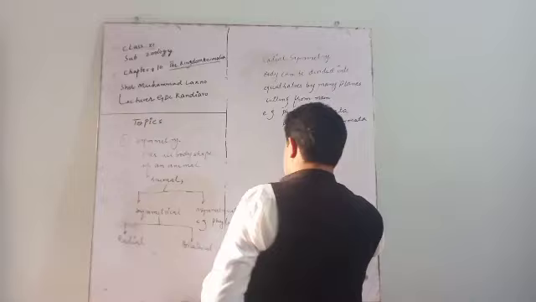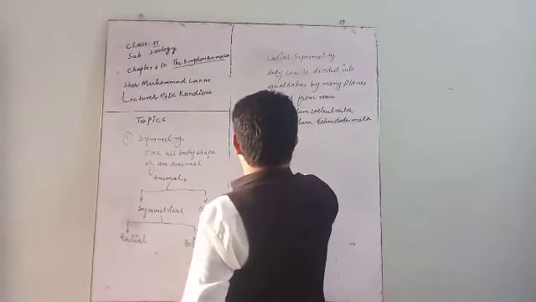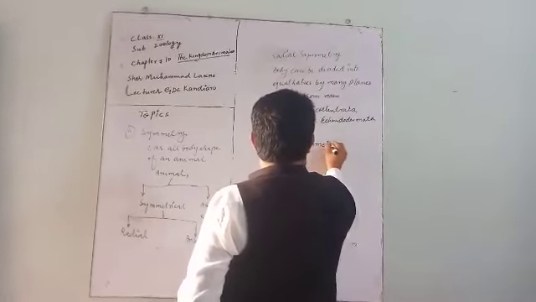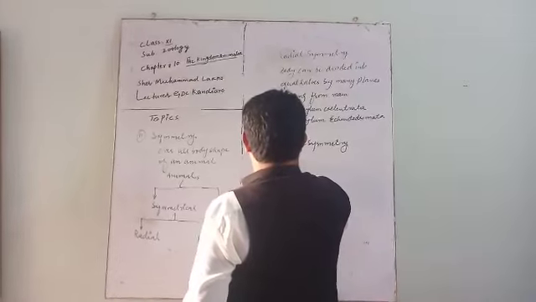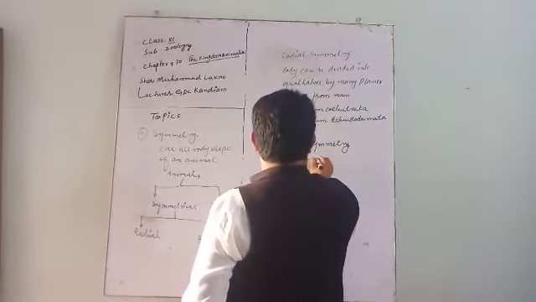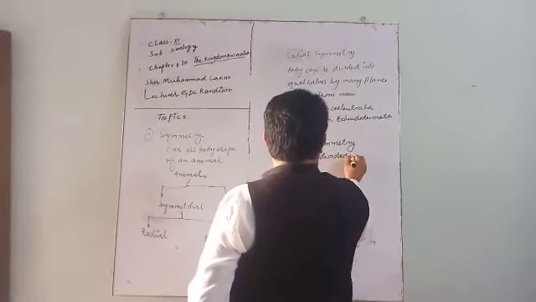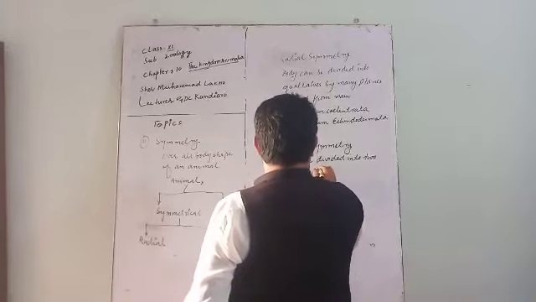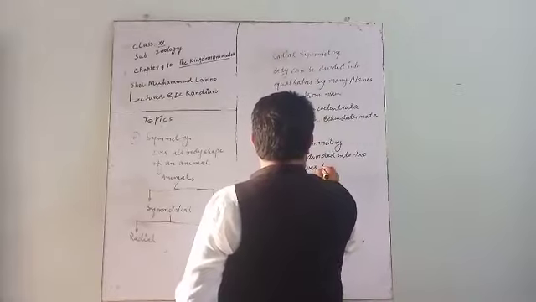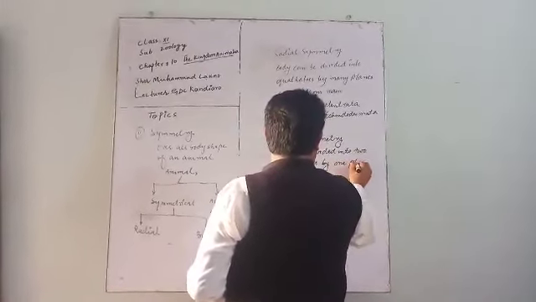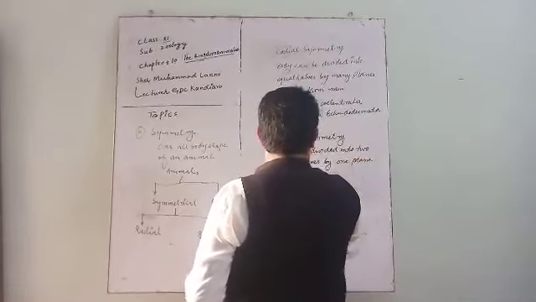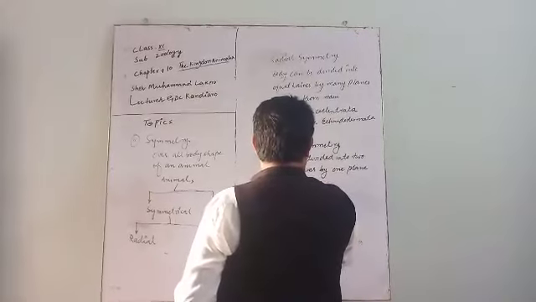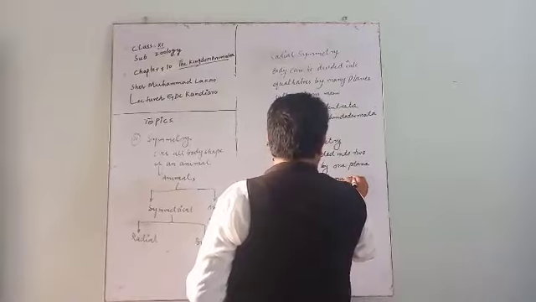Now, bilateral symmetrical animals. The definition of bilateral symmetry is that the body can be divided into two equal halves by one plane cutting or crossing from the midline.